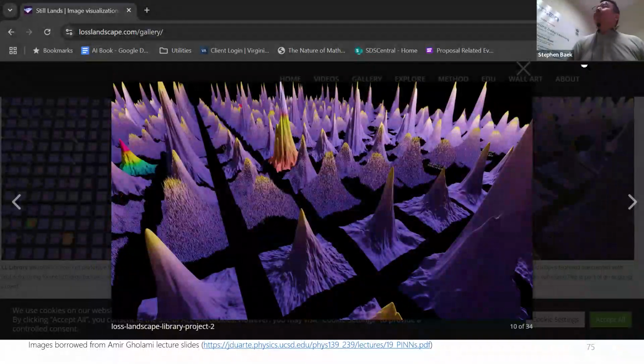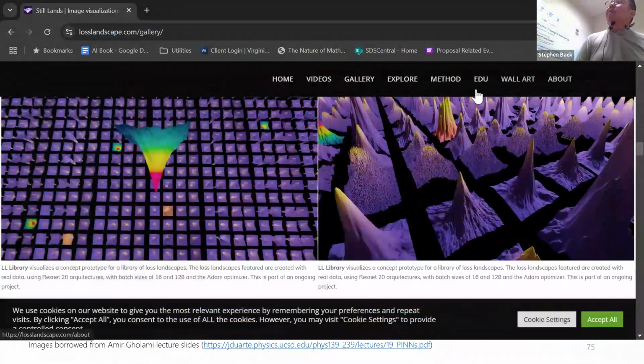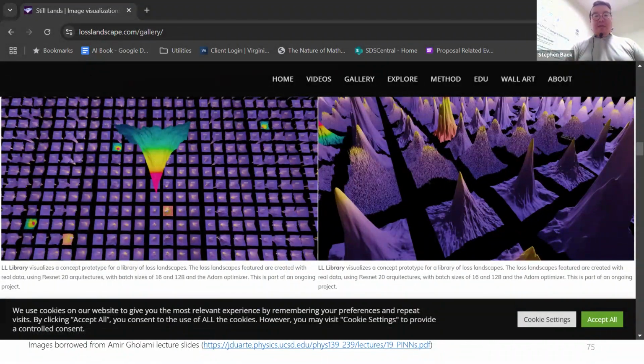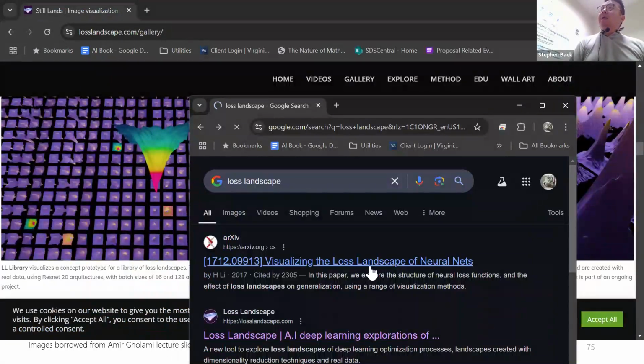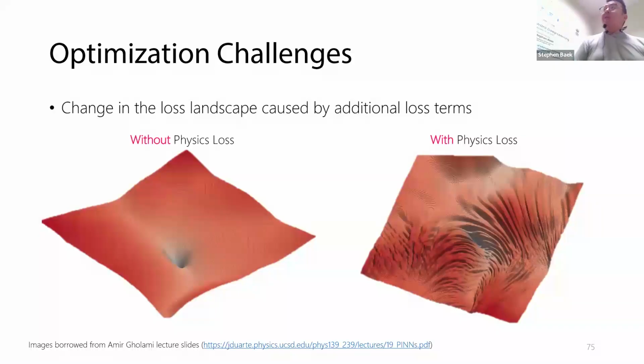And there's a really nice paper associated with this website called Visualizing the Loss Landscape of Neural Networks. So if you're curious, I encourage you to take a look at the website, the lostlandscape.com, and the paper associated with it. It seems like the internet today is a little slow, so instead of waiting, I'm going to move on.